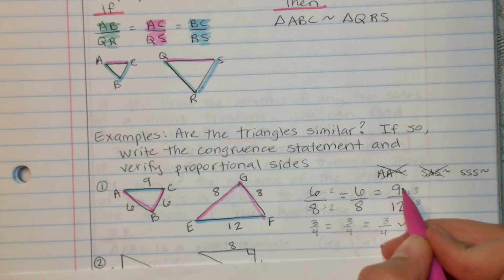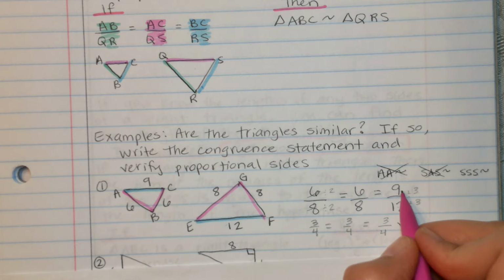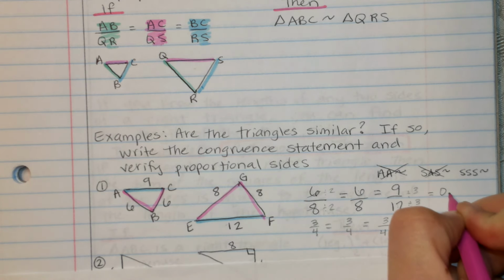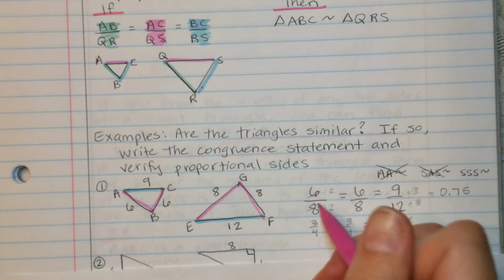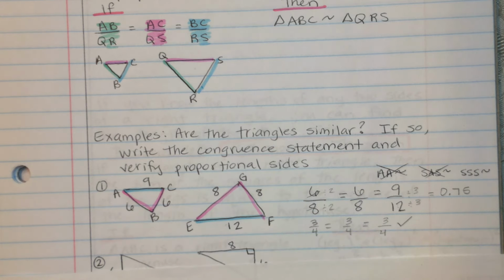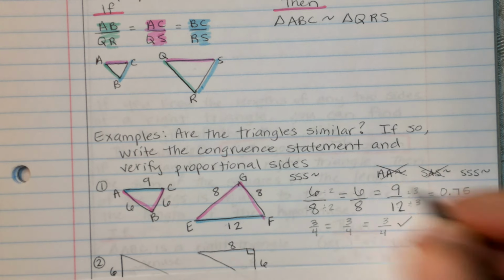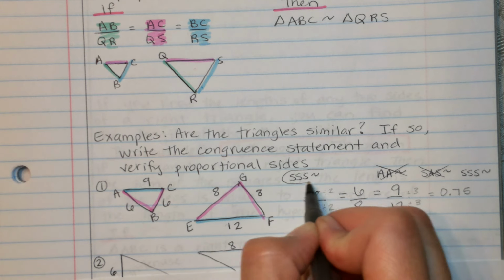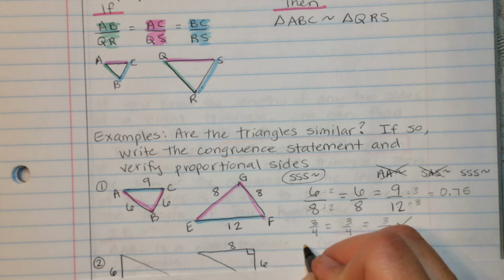If you are really not good at reducing fractions, you could divide each one in a calculator. If you were to divide 9 by 12, and 6 by 8, they would also all equal 0.75. As long as you can verify that they are all equal, then that's fine. So yes, it is all proportional sides. So we've got side, side, side similarity, and I'll circle that. There's really nowhere to write this, so I'll write it under here, I guess.